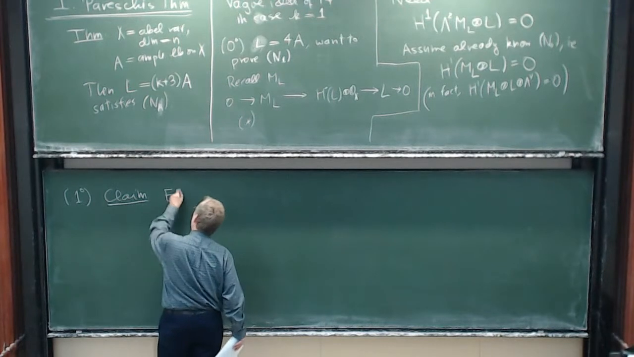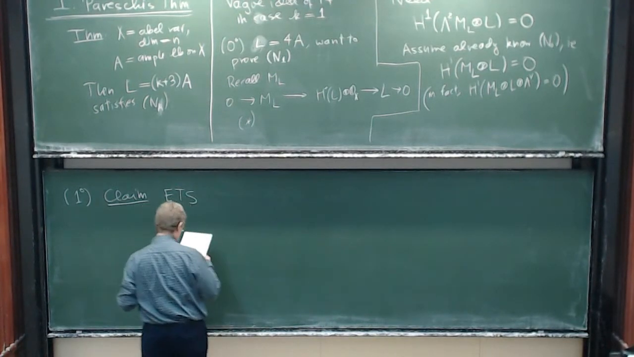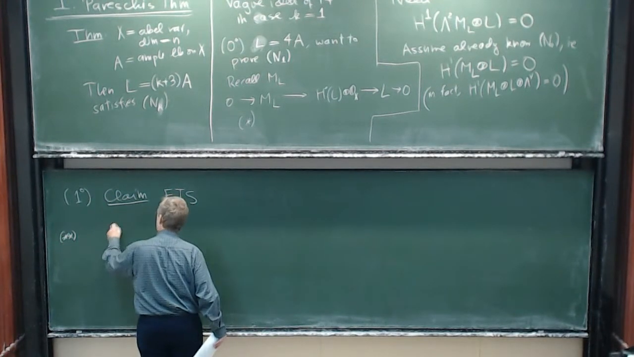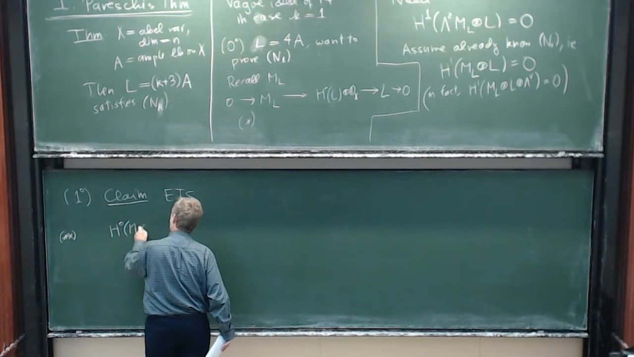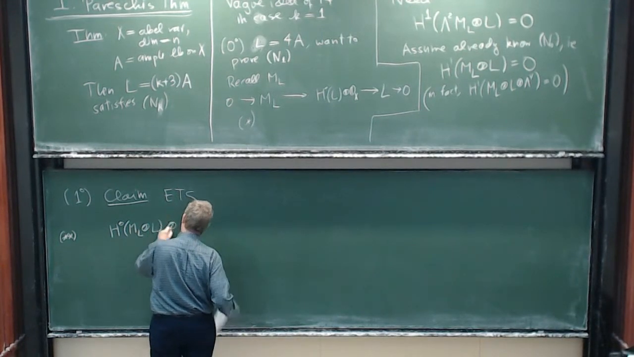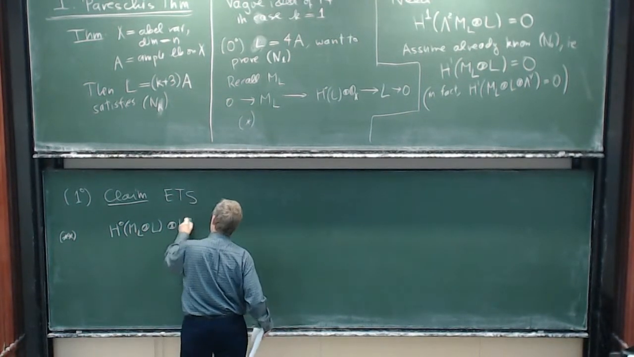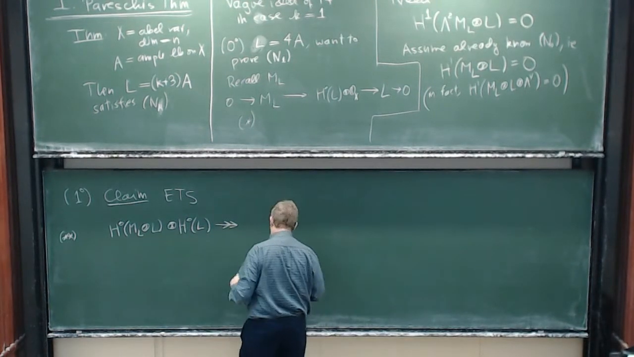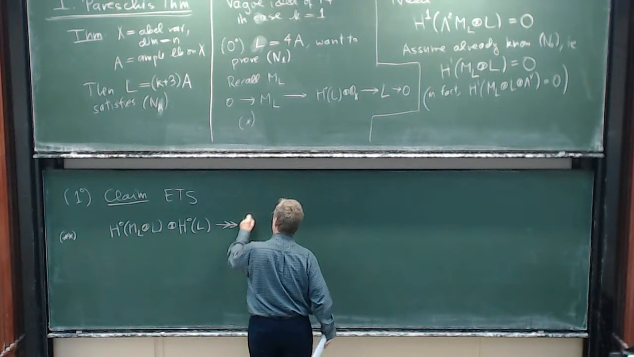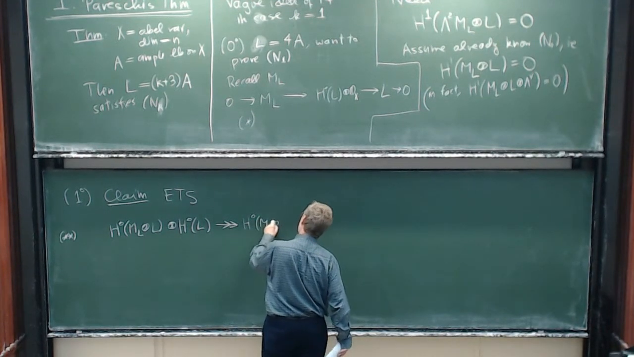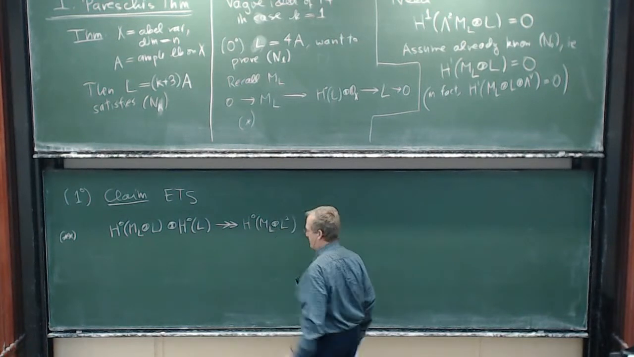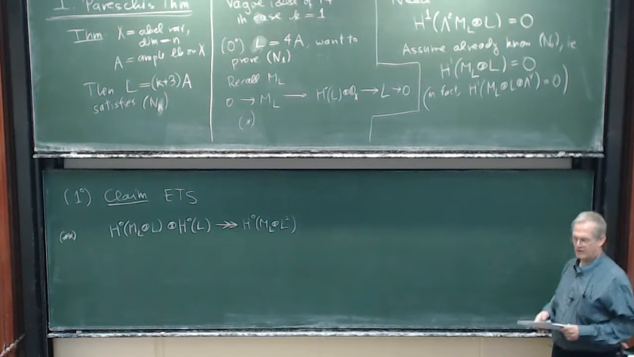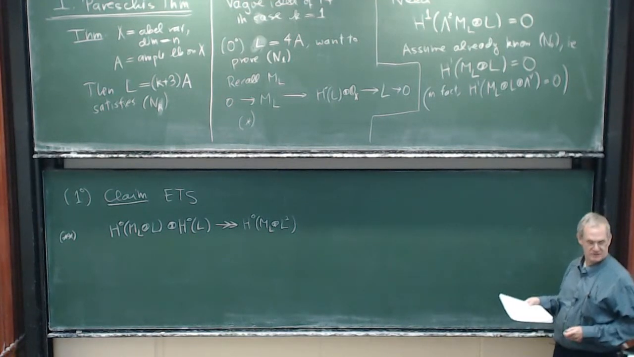So I want to claim that it's enough to show the following. To prove the thing we're interested in, it's enough to study this multiplication map. We take sections of M tensor L, tensor H^0 of L, and these map to sections of M tensor L squared. And I claim that it's enough to know that these multiplication maps are surjective. So in other words, Pareschke is going to reduce this to a statement about global multiplication of global sections of some vector bundle.